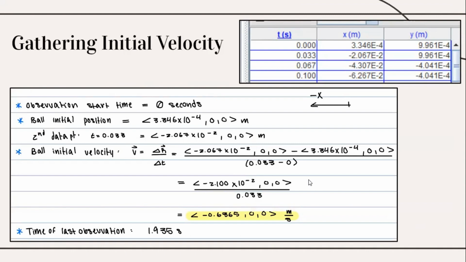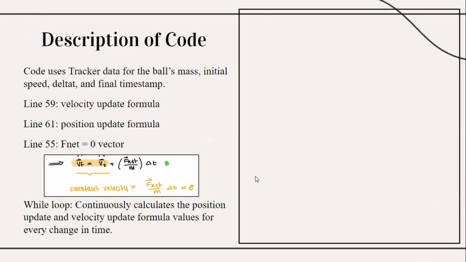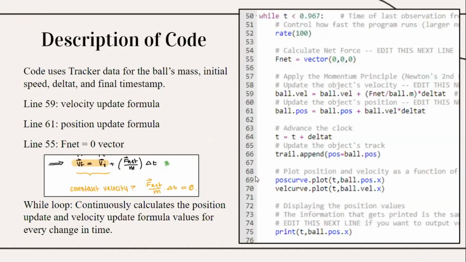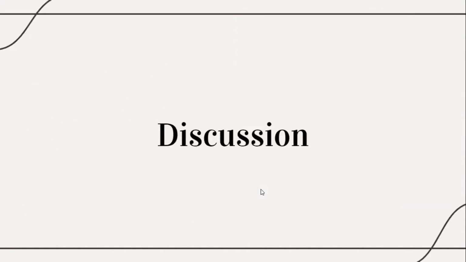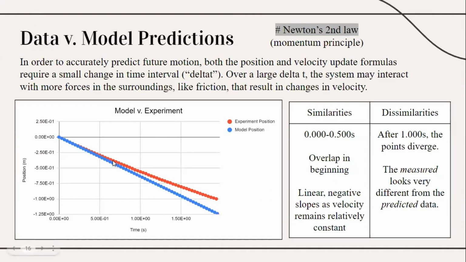We gathered the initial velocity from the first point and the second point, as indicated here. This is the math I did to gather that initial velocity that we later use in our computational model code. Our values are here. The formulas previously discussed are directly in this code in lines 59 and 61. F net is equal to 0 as previously discussed, and a while loop allows us to calculate that for every delta t. As we can see, at the beginning they were very, very close together, before 0.5 seconds, and after that they began to diverge more.